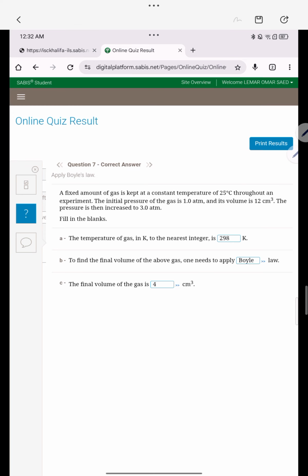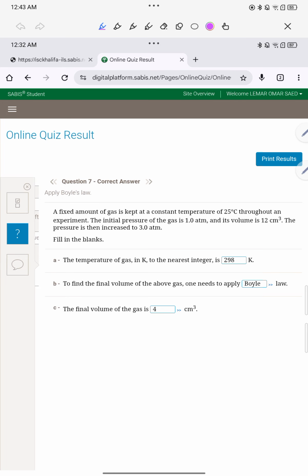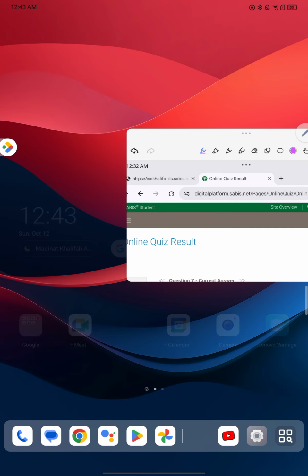Question 7. Here, because the temperature is constant, it's Boyle's law. Okay? We're going to apply Boyle's law. But here they're asking for the temperature of the gas in Kelvin. So 25 plus 273 equals 298.